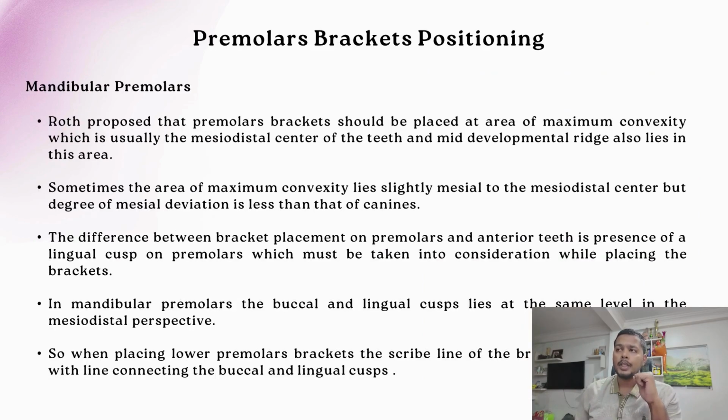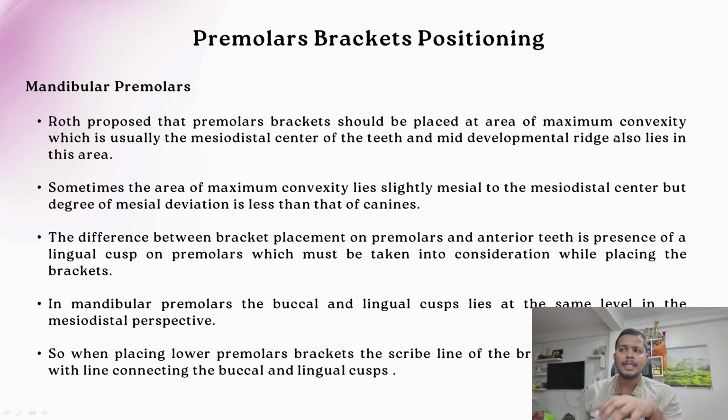You can also look at the diagram on the right side. And what about the premolar bracket positioning system? For the mandibular premolars, Ricketts introduced different types of bracket systems with variable tips and torques. He proposed that the premolar bracket should be placed at the area of maximum convexity, the most rounded portion of the tooth, which is usually the mesiodistal center of the tooth, and the middle developmental ridge also lies in this area. So it's basically the same concept as the incisors at this point.